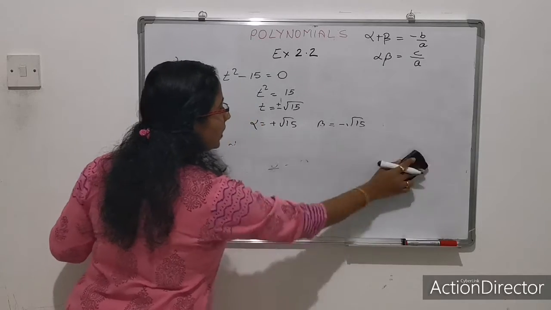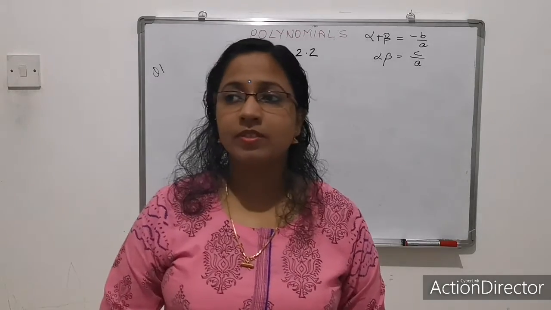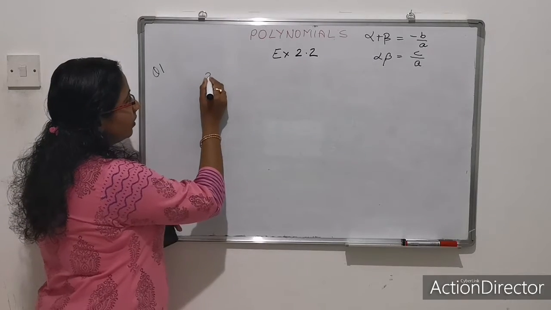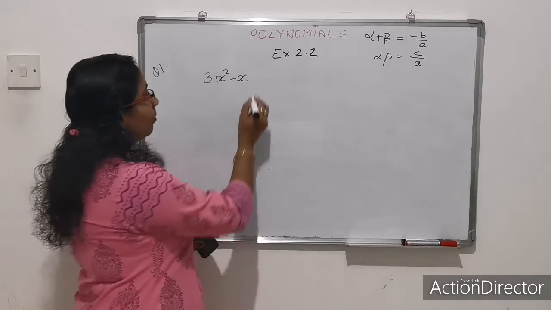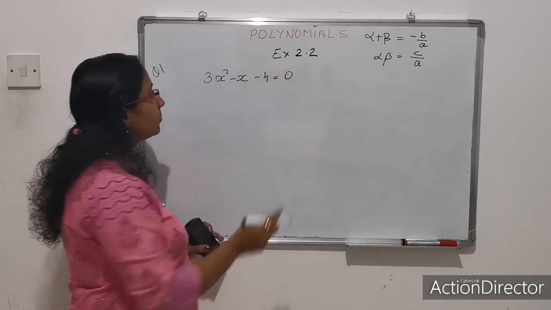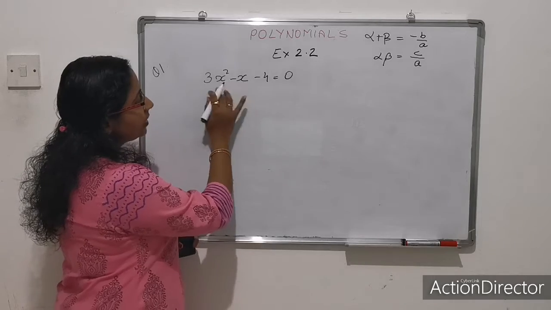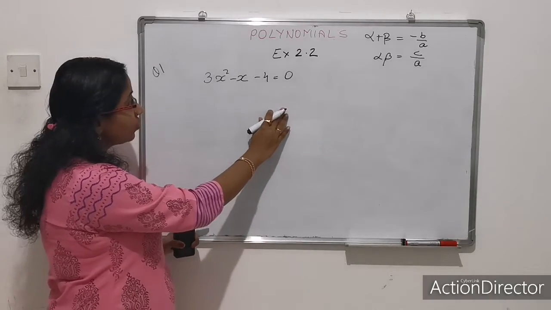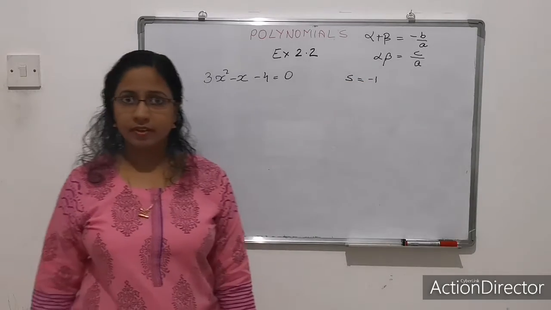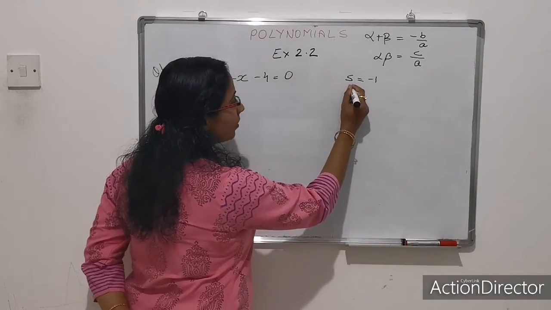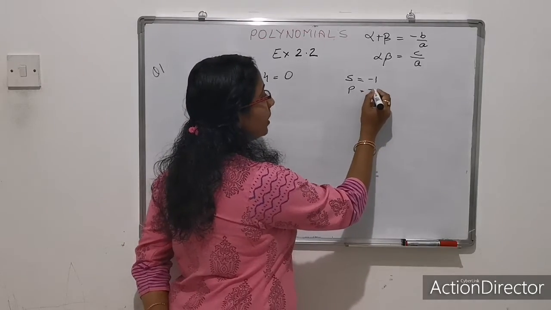Okay. Now we'll go with the last part. That is sixth part. Okay. What is it? 3x square minus x minus 4 is equal to 0. This again comes as middle term splitting. So this is 3x square minus x minus 4 is equal to 0. So our s becomes minus 1. Okay. And our p becomes minus 4 into 3. 4 3s are 12. That is minus 12.